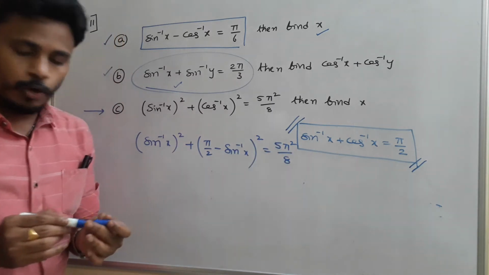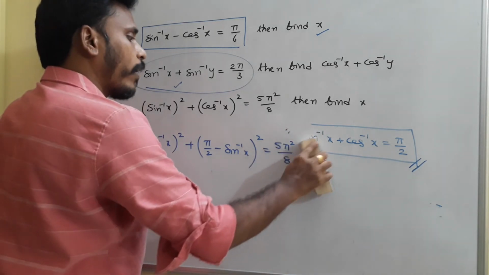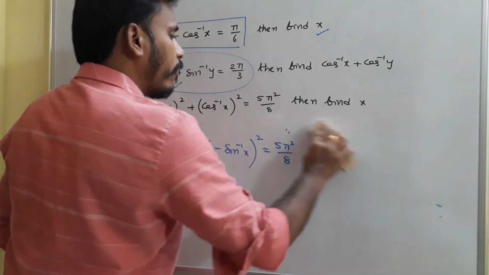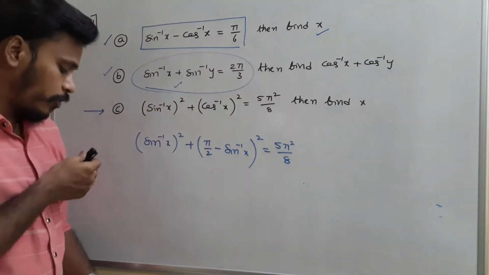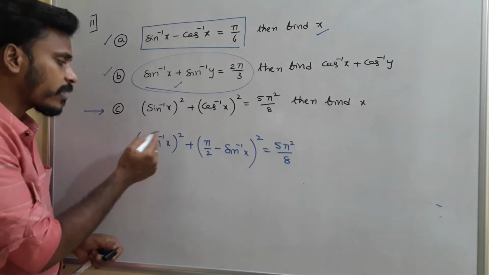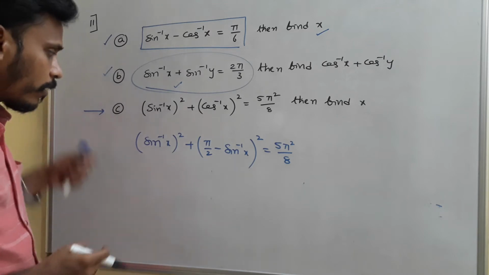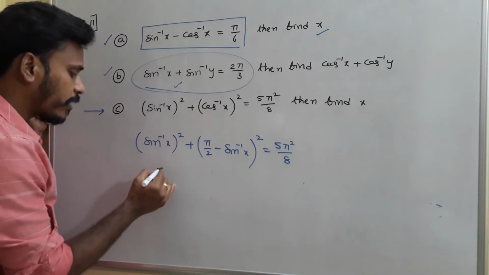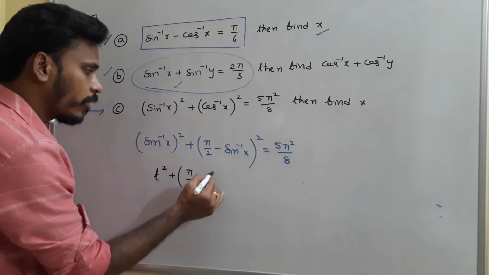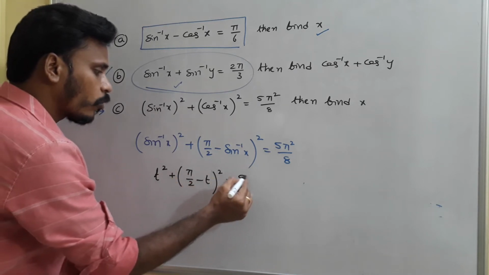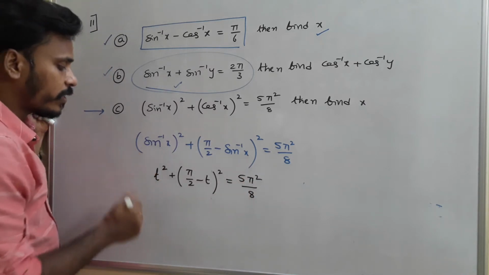Okay? We need to find the value of x. To find the value of x, first try to find sin inverse x and then find x. Okay, right. So for convenience I am just taking this sin inverse x as some t. This is actually sin inverse x, for convenience I am taking it as t. So t square plus (pi by 2 minus t) whole square is equal to 5 pi square by 8, treating this sin inverse x as t.